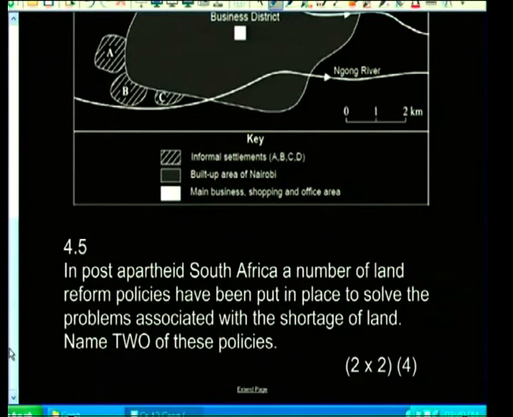Our 5th question related to the same diagram. In post-apartheid South Africa, a number of land reform policies have been put in place to solve the problems associated with the shortage of land. Name 2 of these policies. We've got land redistribution, land restitution, and land tenure, in order to try and encourage previously disadvantaged people to own land that has now become available for them to own.